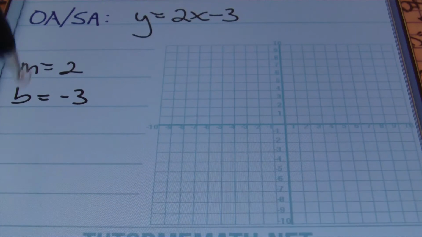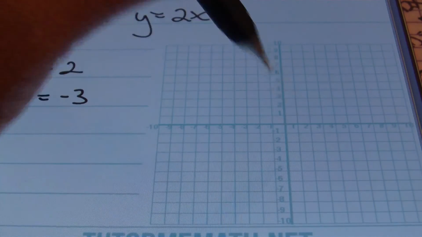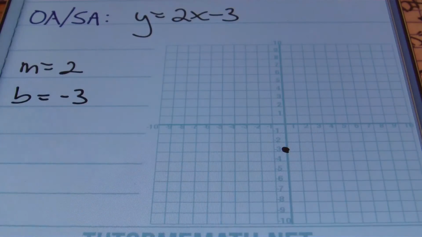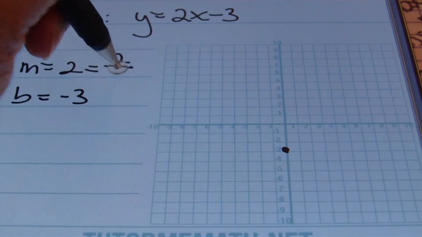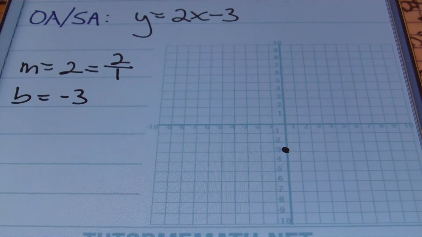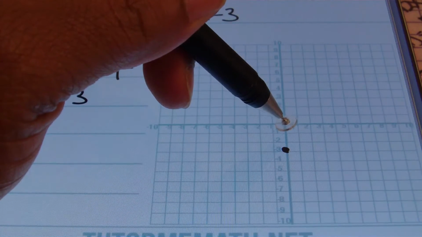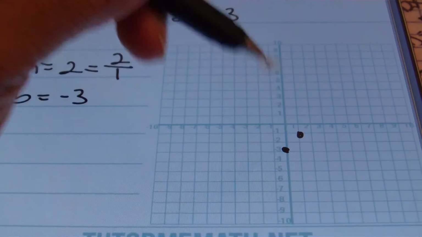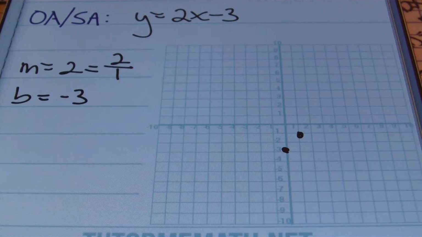So I'm going to always start with the y-intercept. That means I'll be placing a point at negative 3 on the y-axis. So I got my point right there at negative 3 on the y-axis. And then using the slope, which will be 2 over 1 if you write it as a ratio, I'm going to go up 2 from my y-intercept and then go over 1, and that'll give me a point right there. And now I'm going to graph it.